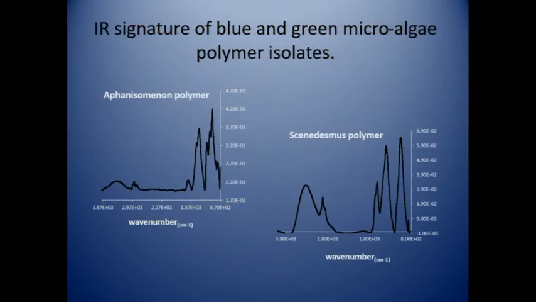I tried to do some kind of isolation of such a polymer. I used these two candidates. This is Aphanizomenon, which is a well-known cyanobacteria, and Scenedesmus, which is a freshwater green microalgae. You can see it's tedious work, by the way, to isolate it. At the end of the day, you've got the polysaccharides peak, the carbon hydroxide, and the supposedly carboxylic groups.